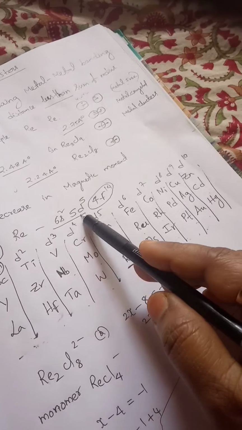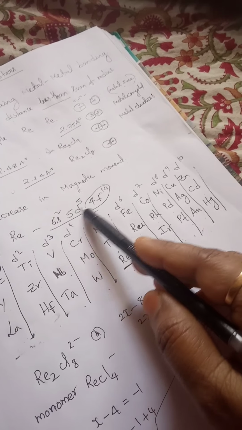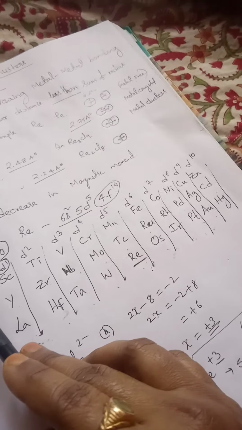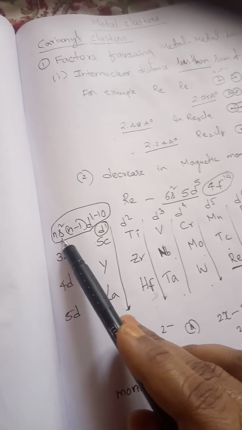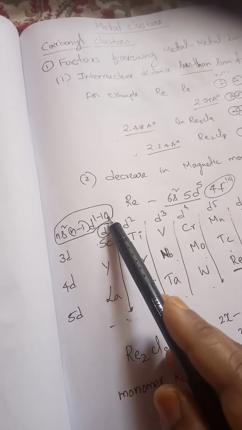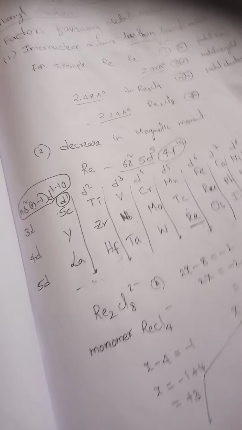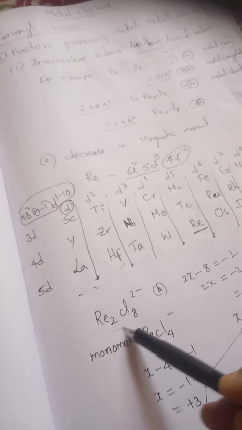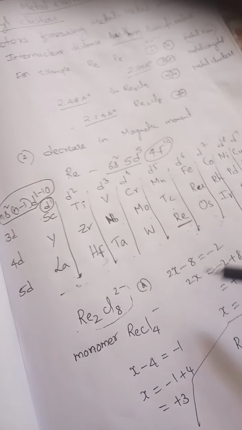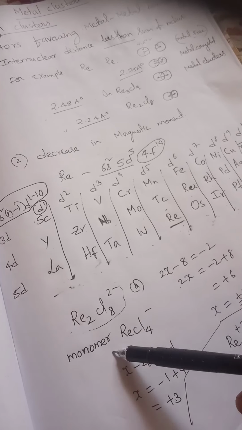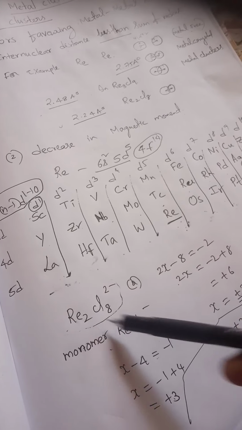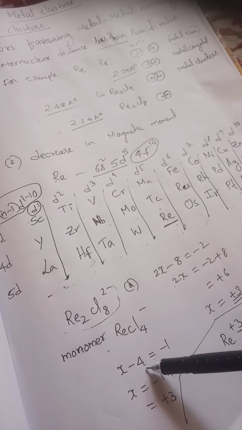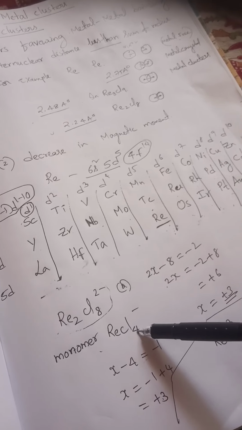So you write the configuration of Re as 6s2 5d5. Why? Because the general configuration is ns2 (n-1)d1 to 10. Here again we calculate the oxidation state of rhenium in the cluster. We have two ways. Based on the monomer, we can write ReCl4, with X minus 4, because chlorides are negatively charged.